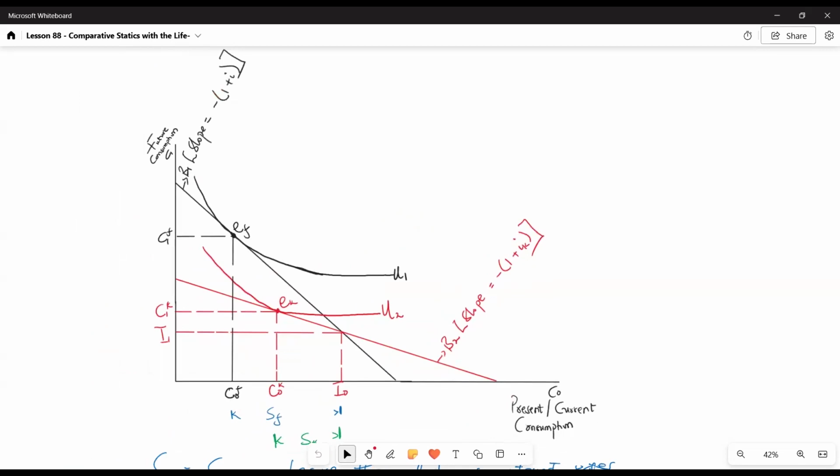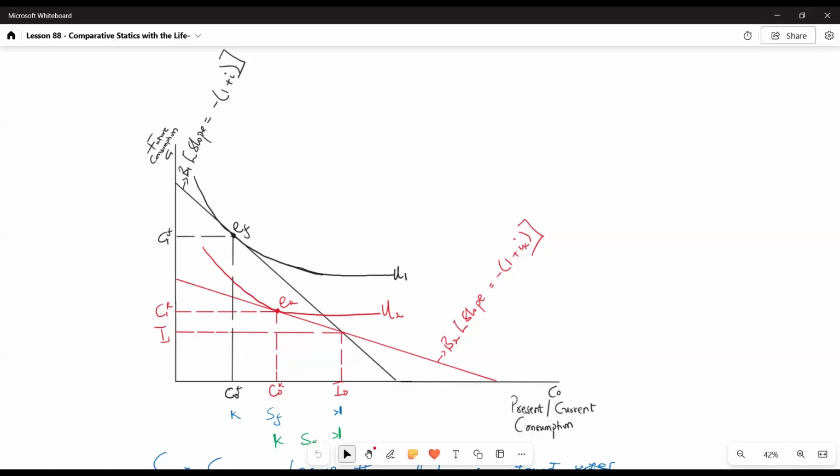Hi, welcome back. In our previous lesson, we looked at equilibrium in the life cycle model. Today, we'll be moving on to comparative statics with the life cycle model. So far, we have seen that the life cycle model can help us analyze the effect of changes in the economic environment on saving decisions. Today, we'll focus on how savings respond to changes in the interest rate.